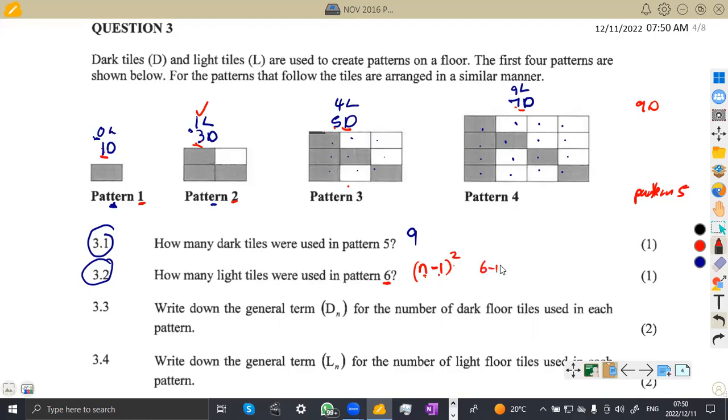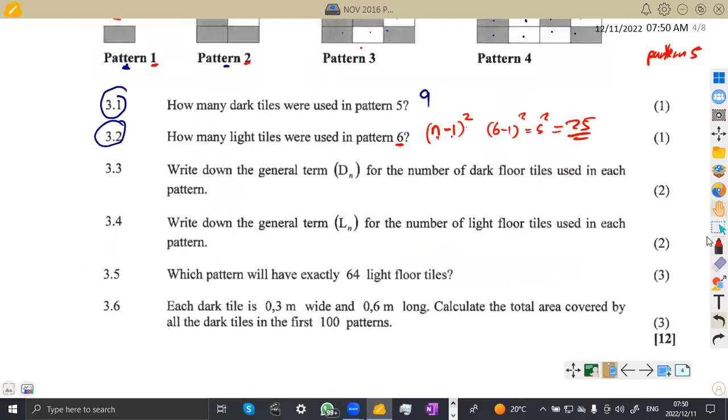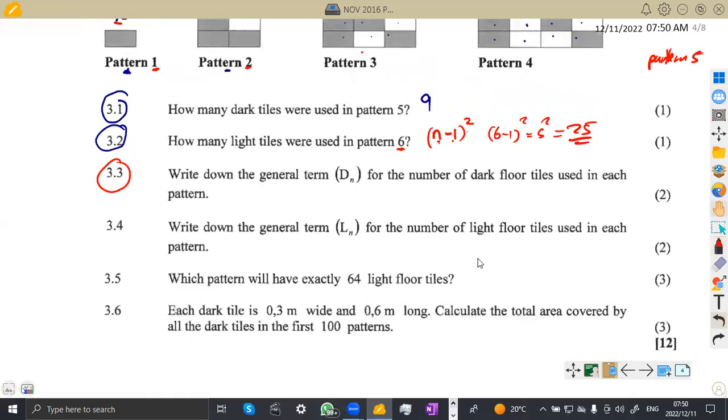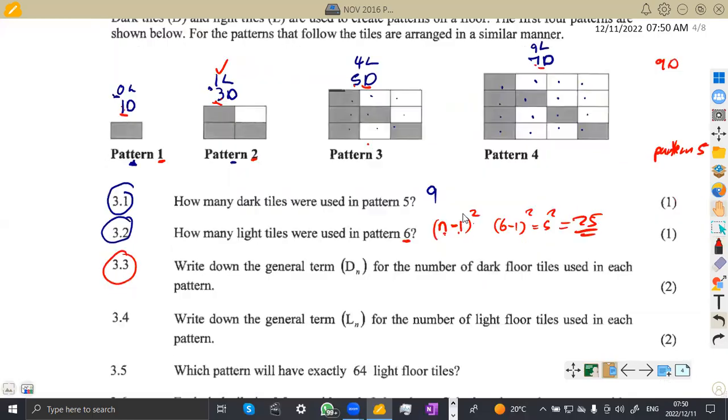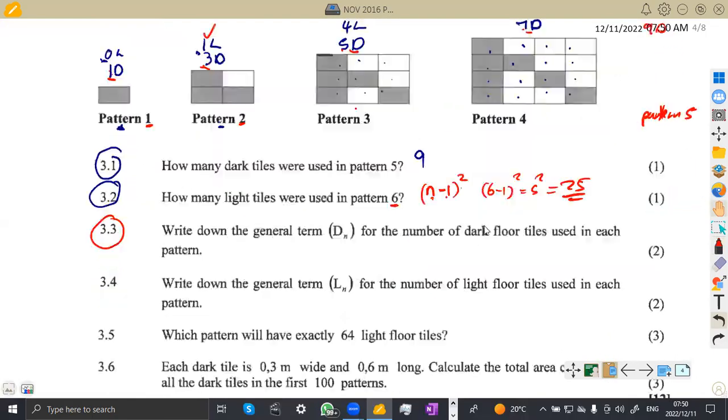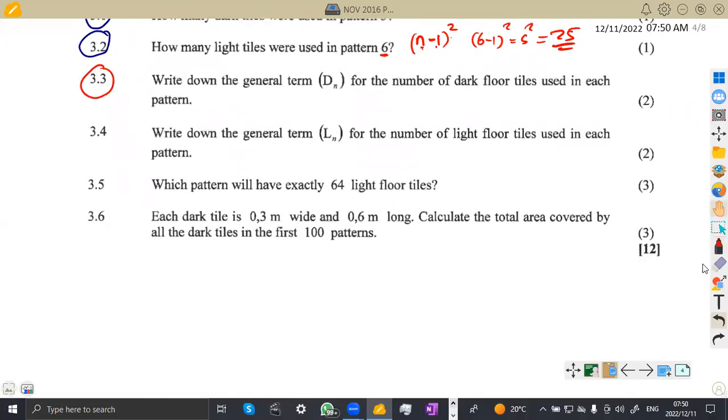So it is going to be 6 minus 1 squared, which is 5 squared, that's 25. All right, so you can work it that way, or you can try to find how to get the answer. So many ways. Okay, 3.3, write down the general term Dn for the number of dark floor tiles used in each pattern. All right, so for the dark tiles, what is happening here? We need Dn. So for the dark tiles, it's 1, 3, 5, and 7. All right.